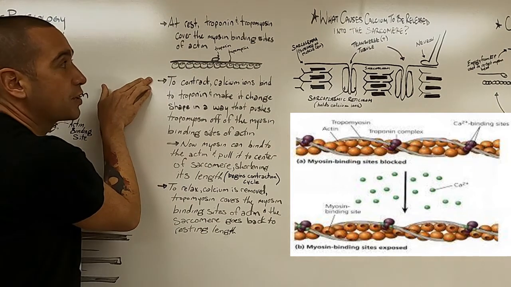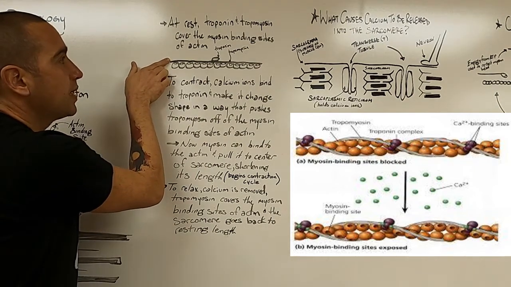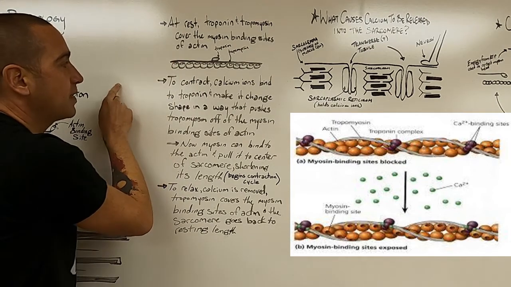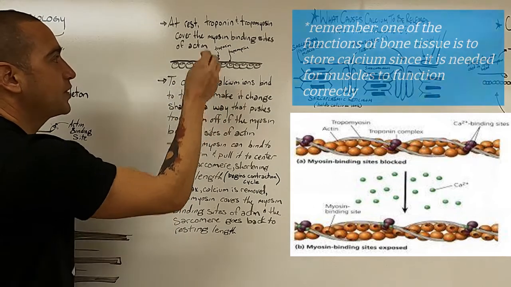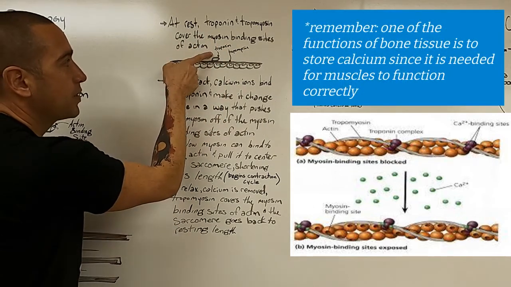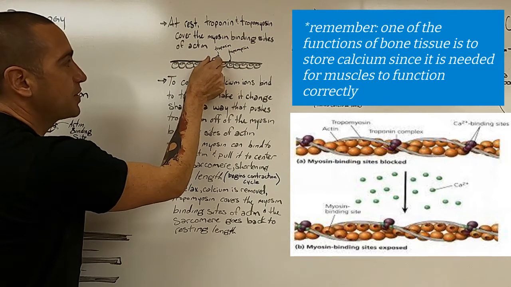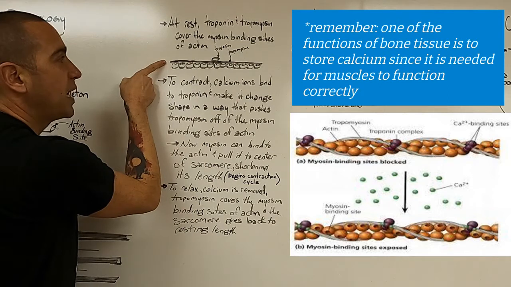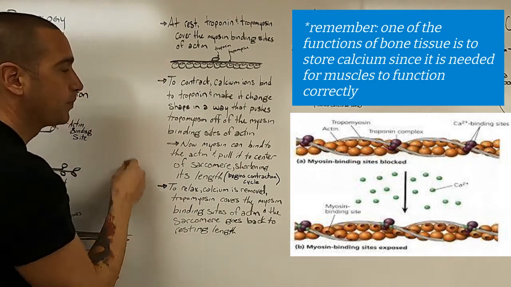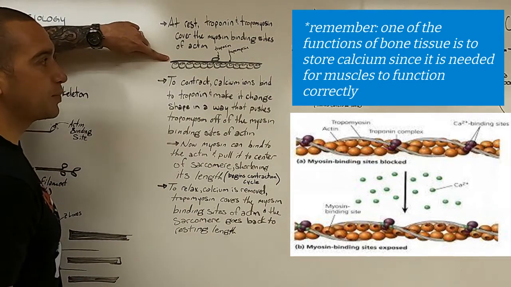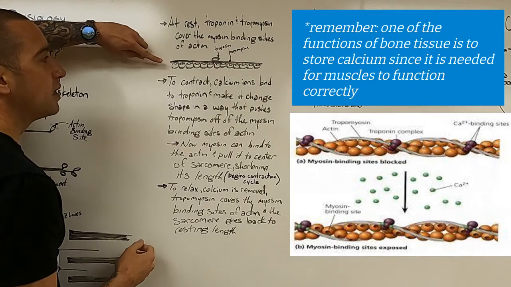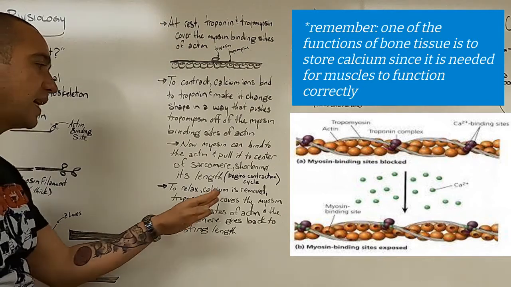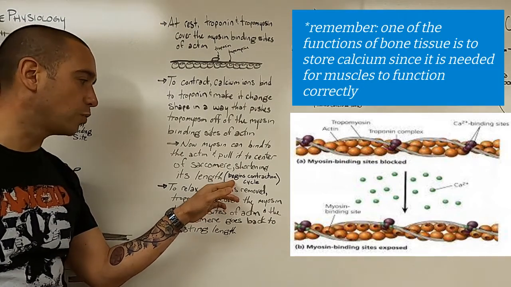Now, when the muscle needs to contract, the tropomyosin needs to be pushed away from the myosin binding sites that are on the actin. So what happens is calcium ions, tiny calcium ions, bind to the troponin, and it changes its shape in a way that pushes the tropomyosin off of the myosin binding sites of the actin. And as soon as the tropomyosin is moved away, then the myosin can bind to those and pull it. And it would begin something called the contraction cycle, which we'll go over in a moment.